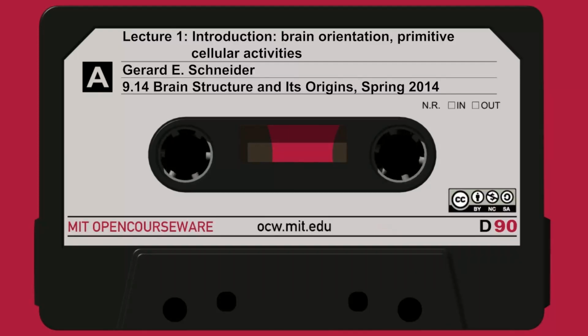Okay, if we use the term primitive cellular mechanisms, the way I do in the book, what does it mean when we're talking about nervous system?